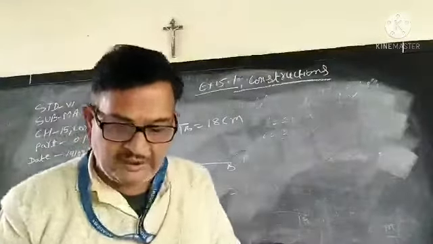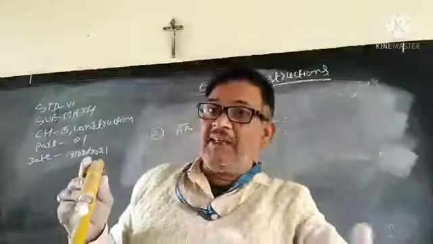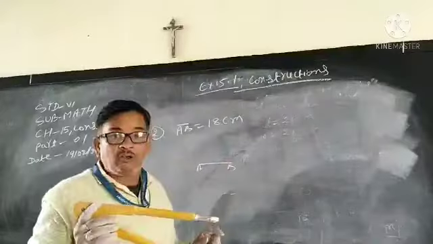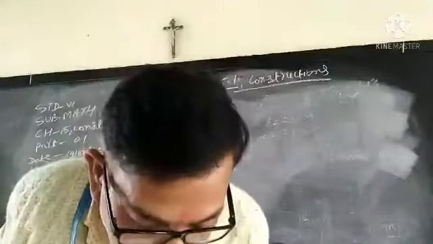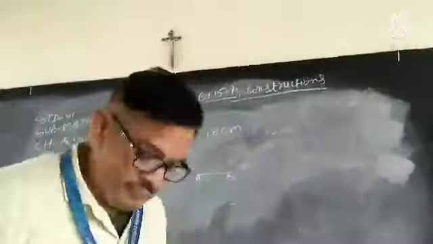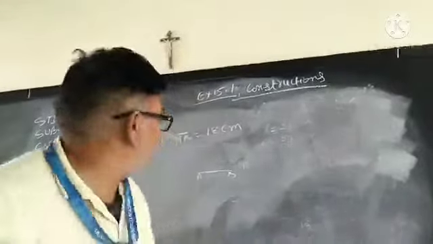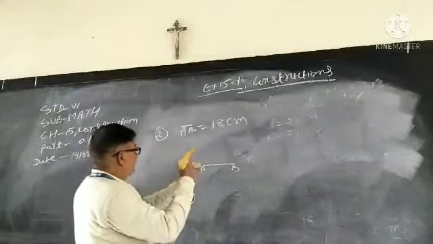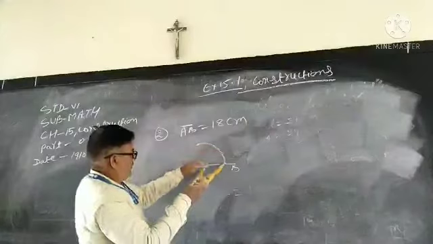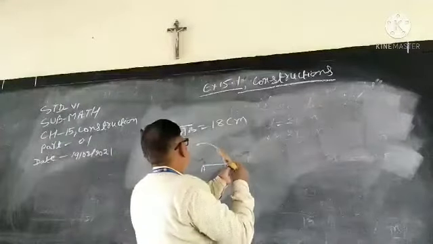Now perpendicular bisector, how can you do? Here 18 cm is the length. It is clear? 18 cm you have drawn. Now 18 divided by 2, what will it come? 9. Take more than 9, maybe 10, maybe 12, okay, but not 18. So I am taking more than 9. Now make A as a center, make a half circle. Again a half circle.